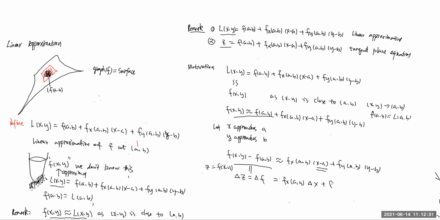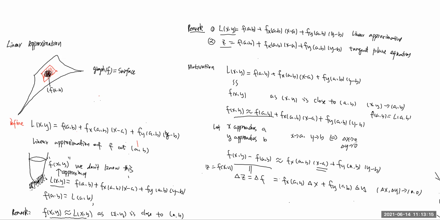We know this, right? fy evaluated at (A,B) times y minus B. Oh, sorry, I forgot to change it. This is delta y. Okay, this is as delta x, delta y approach 0, 0. This is equivalent to x approaching A, y approaching B, right? This is equivalent to delta x approaching 0, delta y approaching 0. Nothing new, right? Just using different notation.